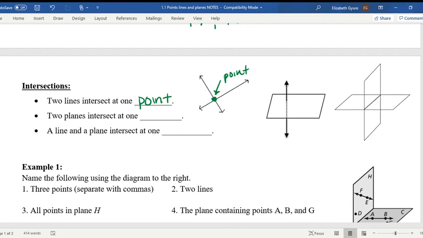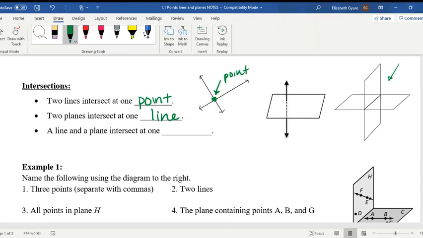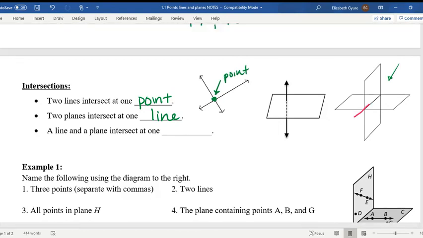Two planes intersect at one line. So that's this picture here. This is a vertical plane and then a horizontal plane. Think of like if you had two pieces of paper, right? They intersect along this entire kind of like edge. So that's your line that they intersect along.